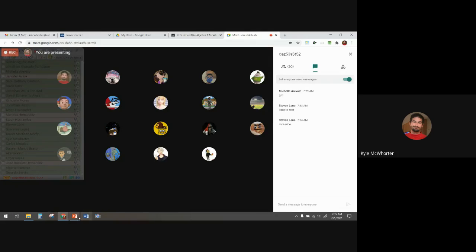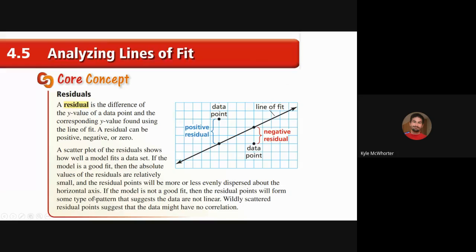Hello. Today, we're going to be analyzing lines of fit. And the first thing that we need to talk about when we're analyzing lines of fit is a residual. So basically, a residual is the difference between our actual data point and the point on our line of fit for a certain x value.